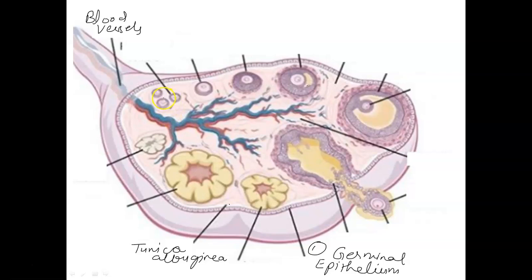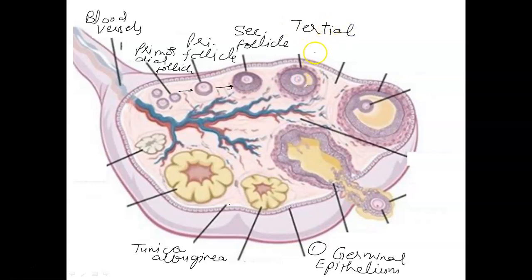The first cells which are already present when the female child is born, these structures are known as primordial follicle. Primordial follicle. And these are the structures which are present. The primordial follicle will lead to primary follicle. We will see one by one all these follicle cells and their structures in detail. These are primary follicle. Okay. Primary follicle after development will form secondary follicle. Right. Then the secondary follicle will develop into tertiary follicle.